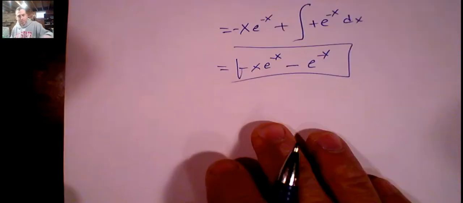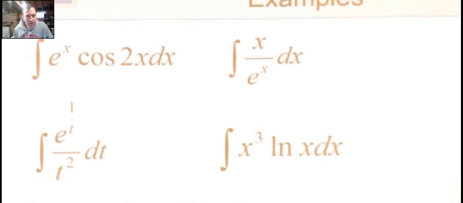Onward. Number 3. Let's see, e to the 1 over t. Oh, you know, this is just straight substitution.